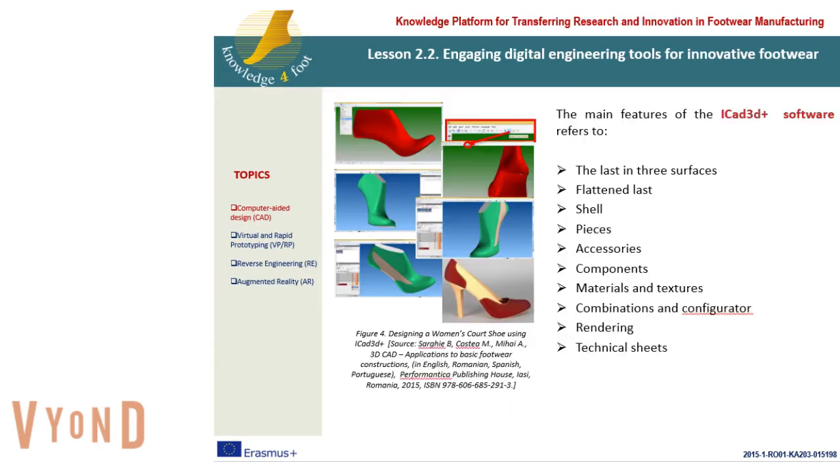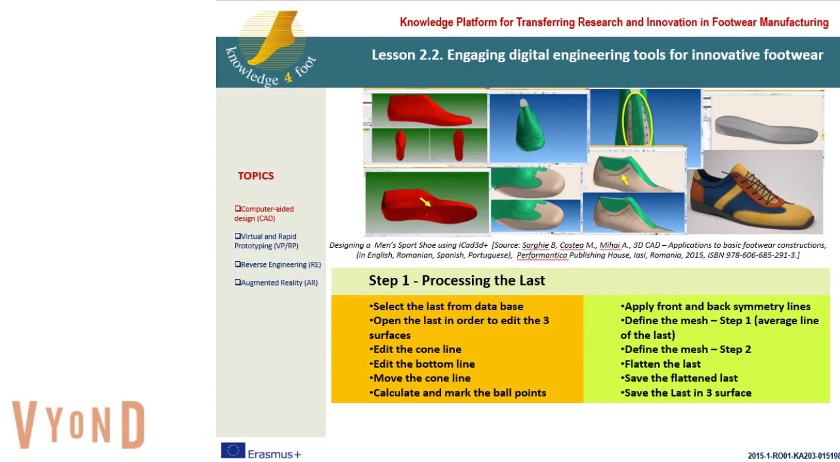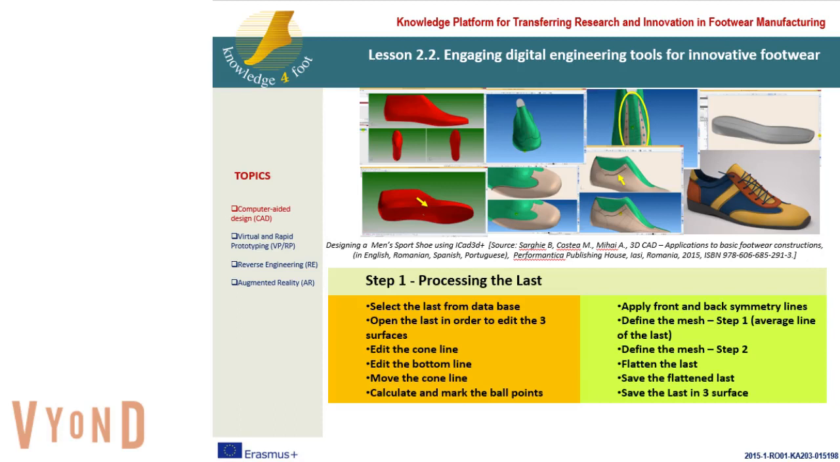The main features of the iCAD 3D Plus software refer to the last in three surfaces, flattened last, shell, pieces, accessories, components, materials and textures, combinations and configurator, rendering, technical sheets. In order to process the last with iCAD 3D Plus software, the following actions should be considered: select the last from database, open the last in order to edit the three surfaces, edit the cone line, edit the bottom line, move the cone line. Apply front and back symmetry lines, define the mesh.